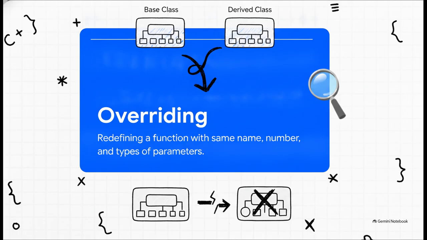To actually override a public member function of a base class, your derived class has to use the exact same name, the exact same number of parameters, and the exact same types of parameters. It has to be an identical match, the whole shebang. If you change even one parameter type, you haven't overridden it, you've overloaded it. Compilers catch this trap all the time, so be careful.